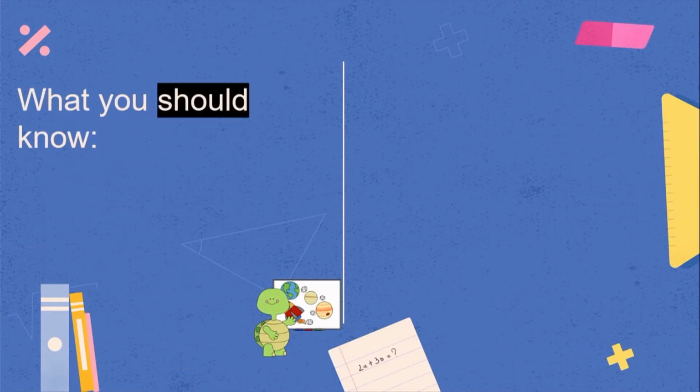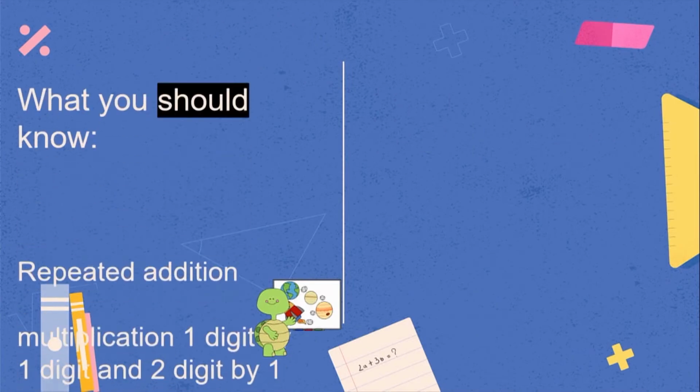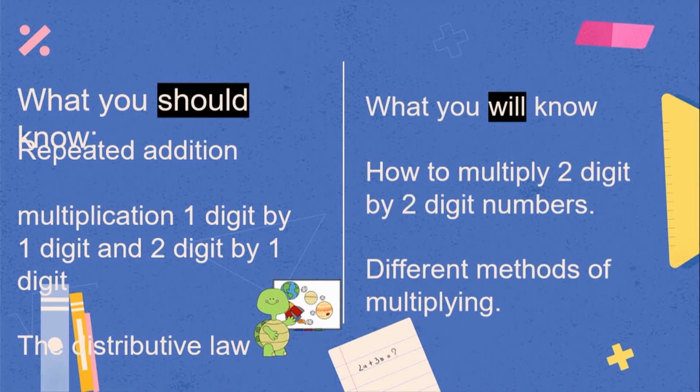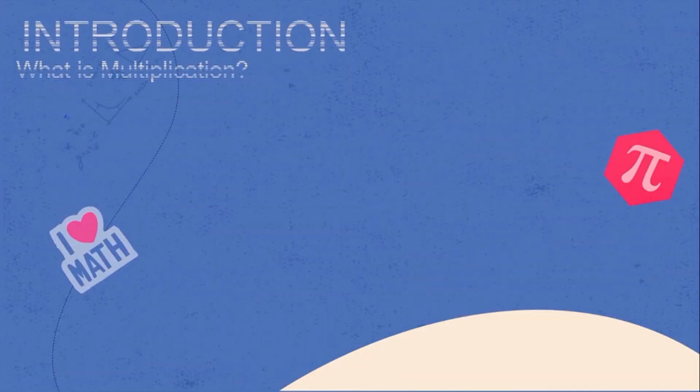So let's look at what you should know going into this lesson. You should know repeated addition. You should know how to multiply 1 digit by 1 digit numbers and 2 digit by 1 digit numbers. Also, you should know the distributive law. What we're going to learn today is how to multiply 2 digit by 2 digit numbers and then different methods of multiplication. Let's move forward.